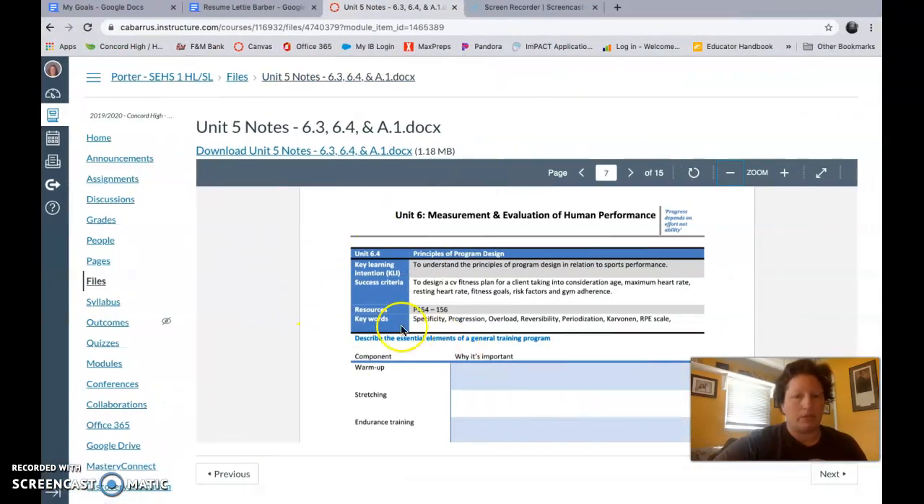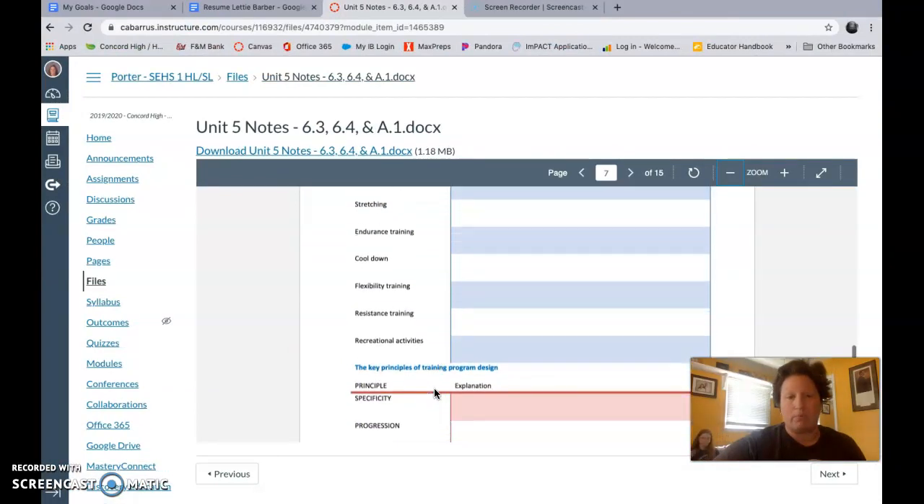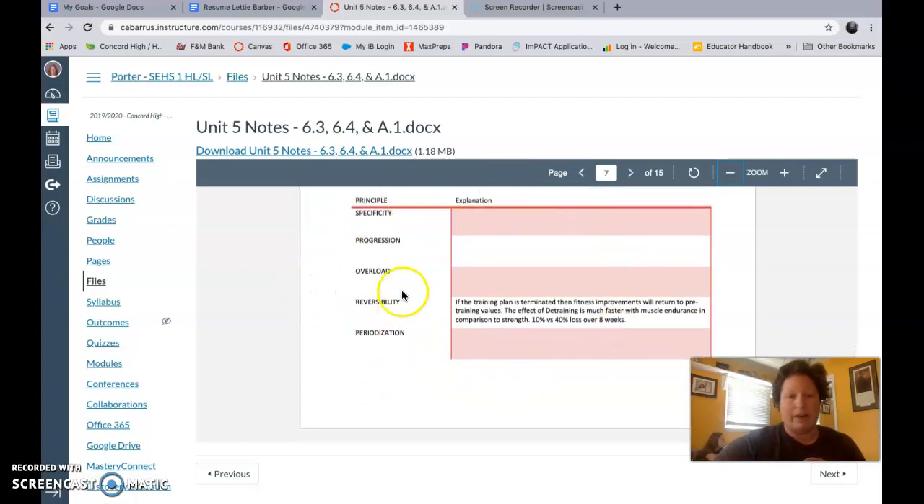Okay, so then we're going to look at the different fitness components. You're going to write why they are important, and then the different parts to a training program. Like if I have a whole football team in the weight room and I'm wanting them to all get stronger, get faster, or the saying bigger, faster, stronger, how do I do that for a football lineman, a running back, and a kicker?